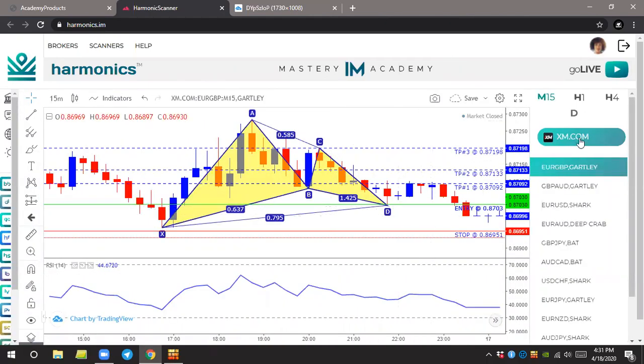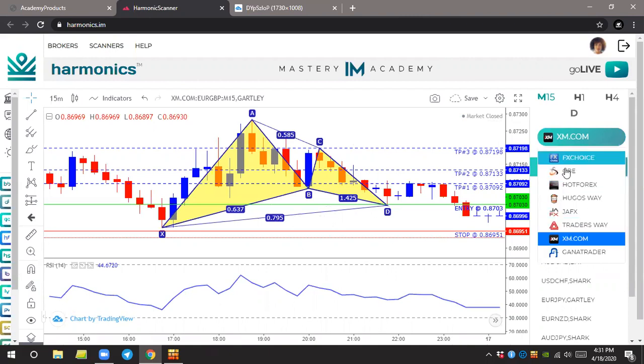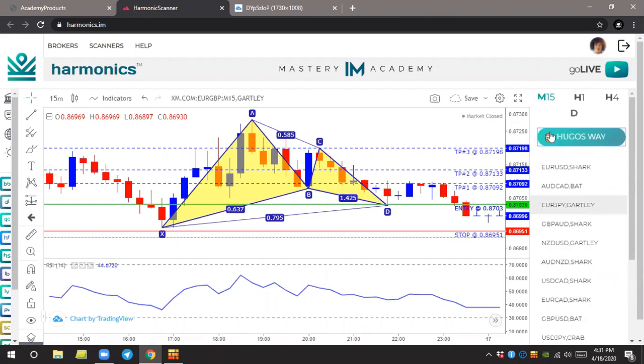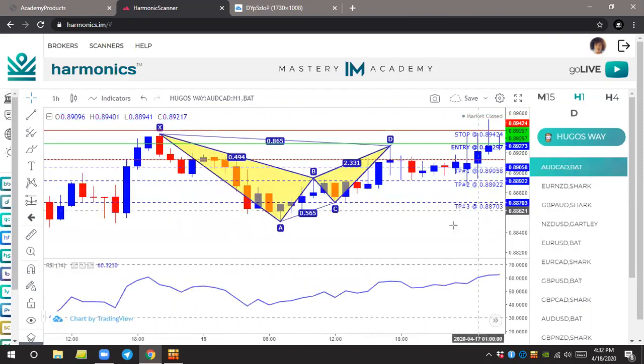Now, what you want to be aware of is the broker where you have your trading. Most of these brokers have pretty much the same type of pairs, so you can use a different broker, but just beware it could be a little bit of a different number than your normal broker. I know many people have Hugo's Way, so you click Hugo's Way here on the right-hand side, and then up here you click H1 for the 1 hour. What the market is doing here is showing you the different pairs it has analyzed for this 1 hour chart with this broker.